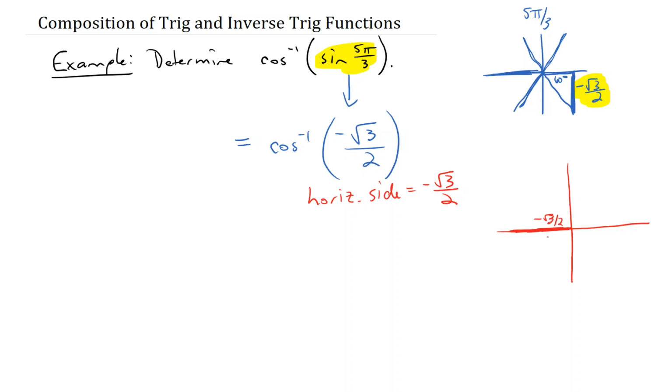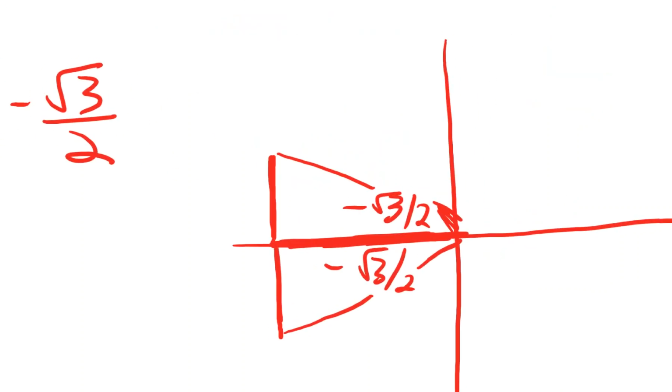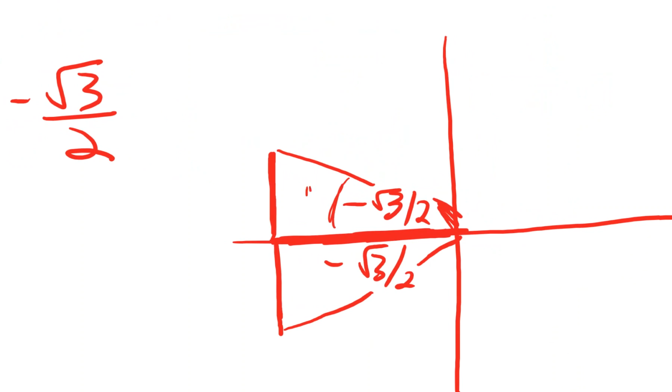So it could be right here, and my vertical side would go up like this, and I would be in quadrant 2. Or if I consider it down here, my vertical side would go down, and my reference triangle would be in quadrant 3, okay? In either case, the horizontal side is negative square root of 3 over 2. Now both of these have a reference angle of 30 degrees, okay? So if I zoom in here, this angle is 30 degrees, or pi over 6 for both of them. You should recognize that from your 30, 60, 90.